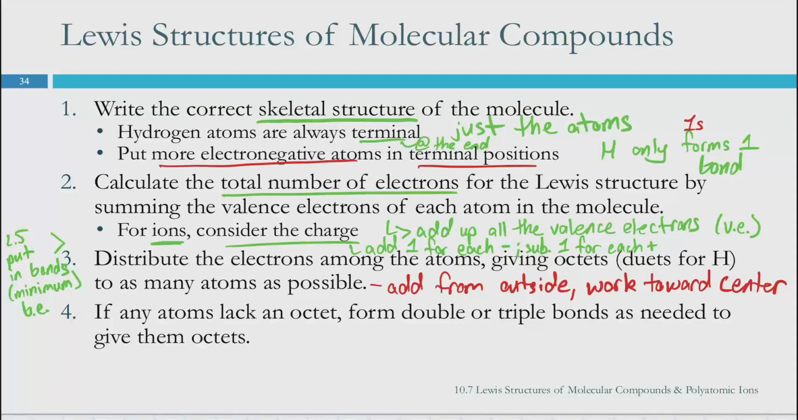Who remembers what an octet is? What's an octet mean? What are we talking about? A full valence shell, full 8 electrons. So we want everything to have 8 electrons that count towards it, that it's sharing. So anything that's in bonds plus lone pairs. If any of our atoms still lacks an octet, then we can form double or triple bonds as needed to give them octets.